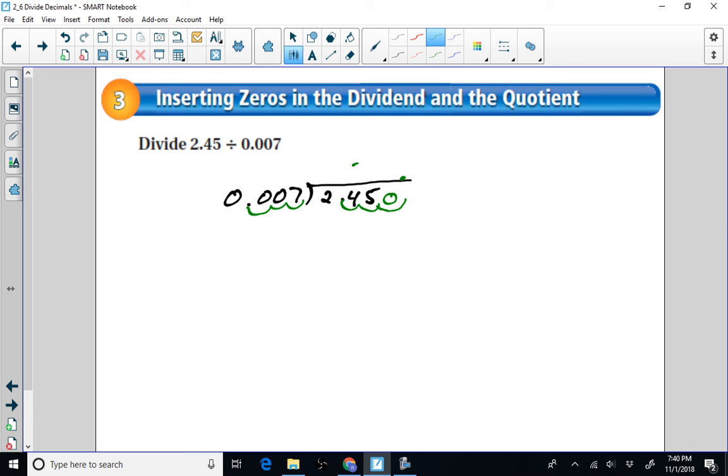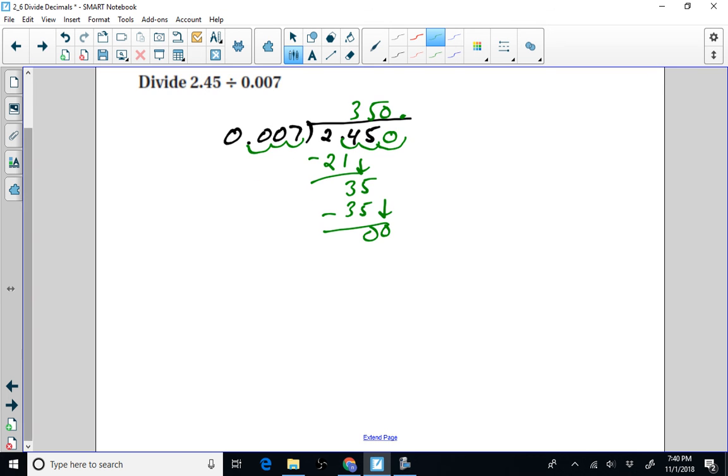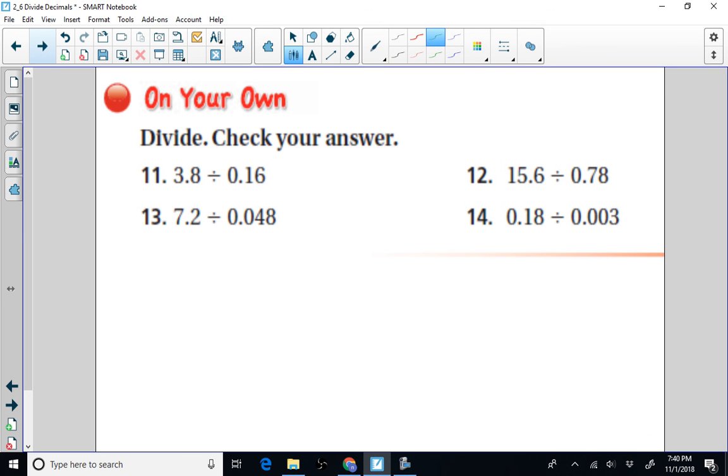7 goes into 24 3 times. 3 times 7 is 21. Subtract, I get 3. Bring down the 5. 5 times 7 is 35. Subtract, I get 0. Bring down the 0. 7 doesn't go into 0. So our quotient is going to be 350.